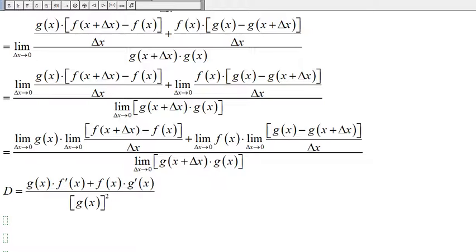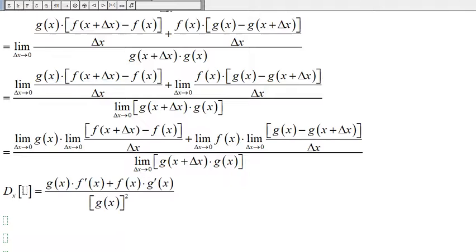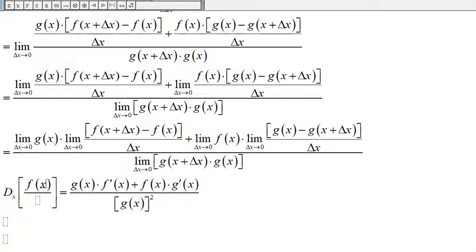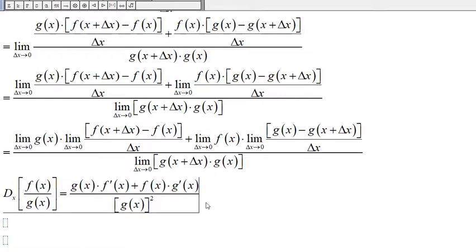And this is the derivative of f of x dividing by g of x. And this is called the quotient rule.